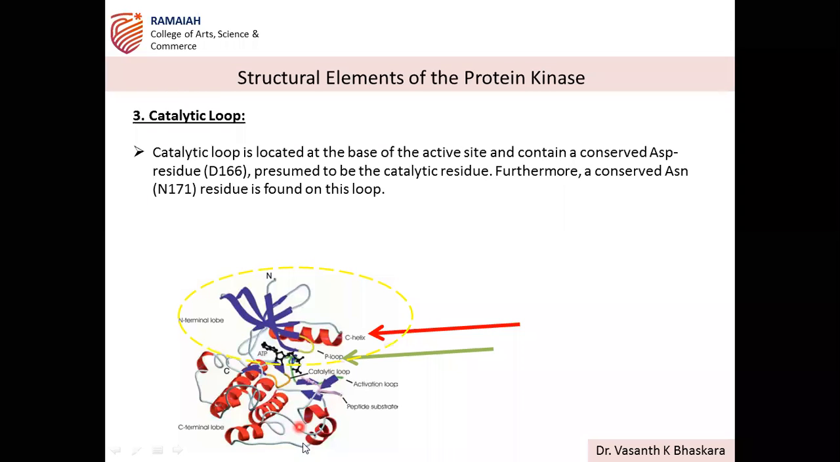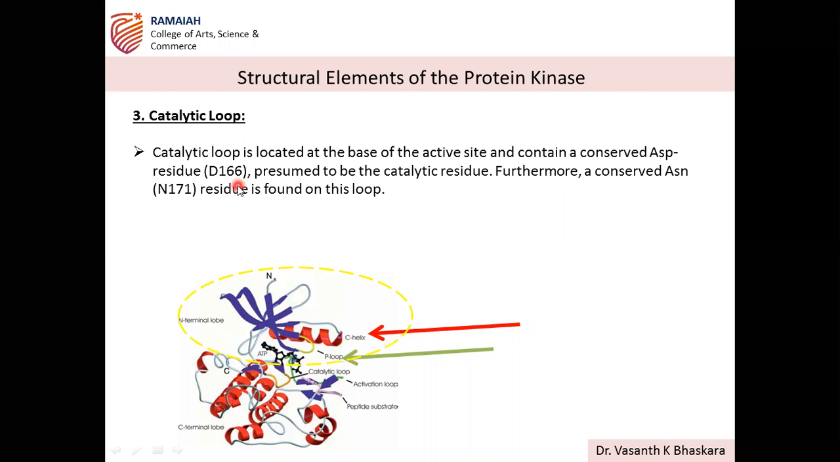The catalytic loop is here that you can see. This catalytic loop is located basically at the base of the active site. The active site is the site where the substrate can bind. So a little bit at the base of this active site, you have the catalytic site, and this contains a conserved residue D166. So this is very important. In the next topic, we can discuss in detail about this D166.